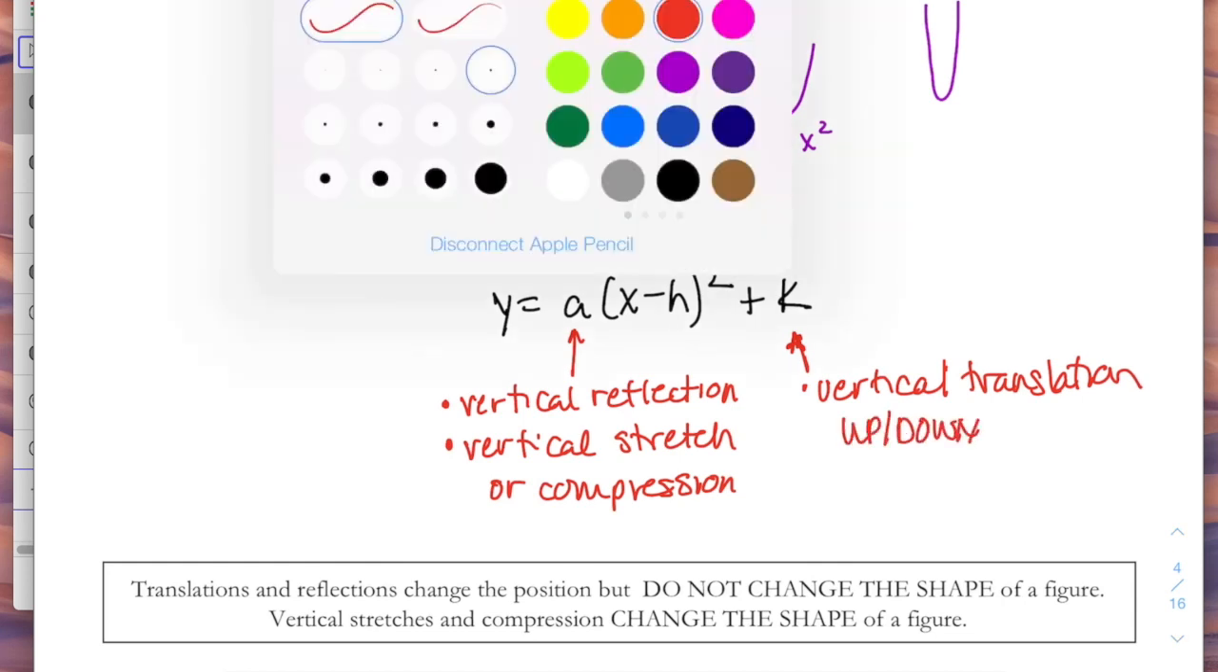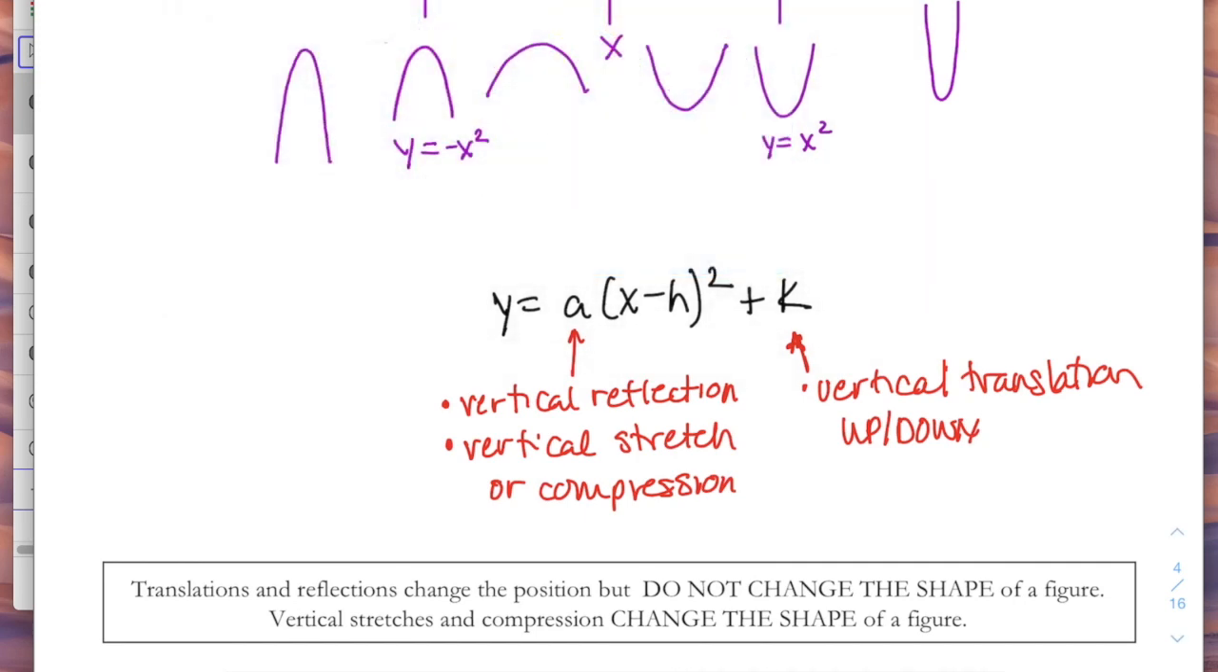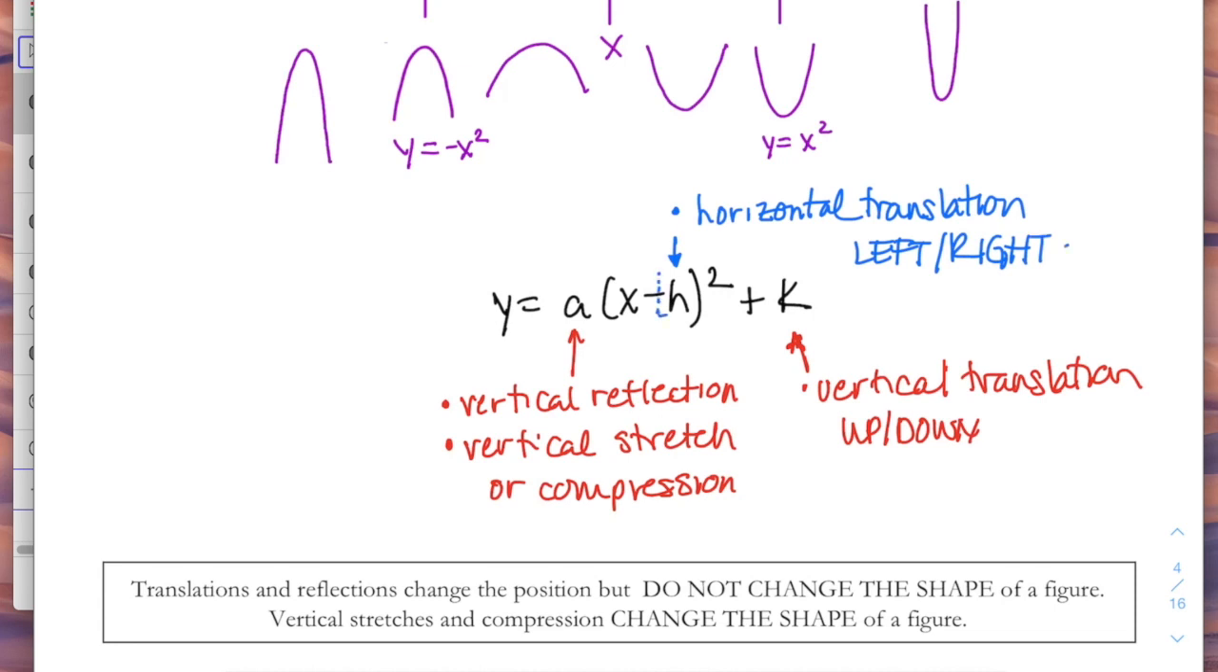Okay, and finally, our H value is our horizontal translation, left or right. And again, just to try to hit the point home, that's H. We ignore the negative sign.